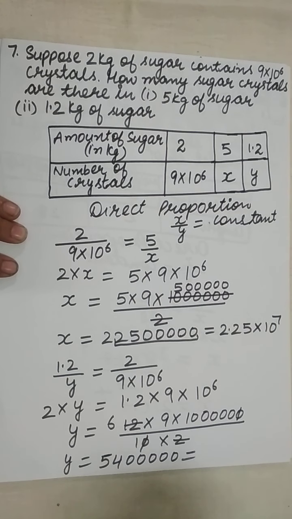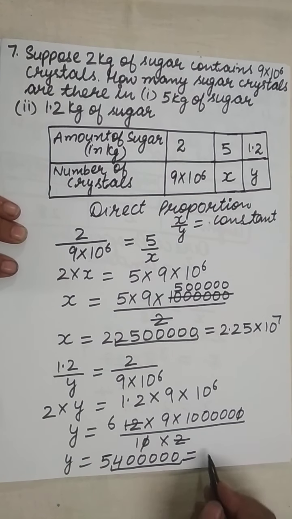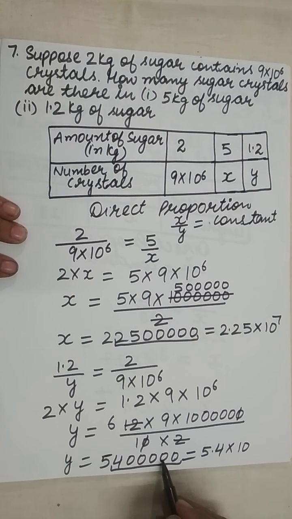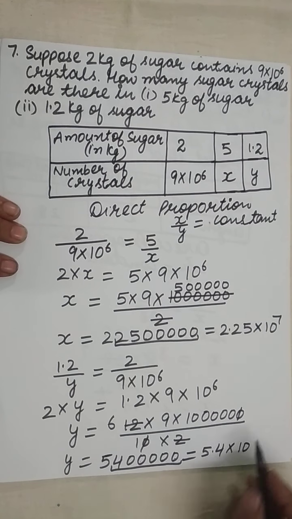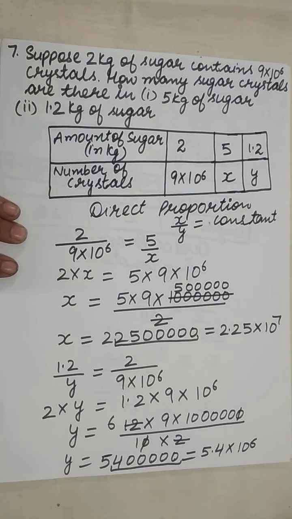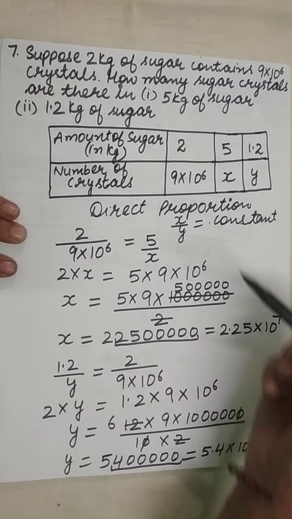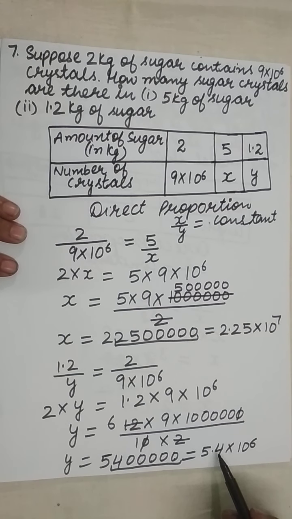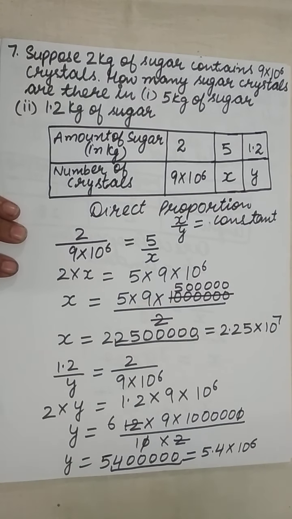Now we can change it into the standard form. So it can be written as 5.4 into 10 raised to power 6. So in 1.2 kilograms of sugar, there will be 5.4 into 10 raised to power 6 crystals.